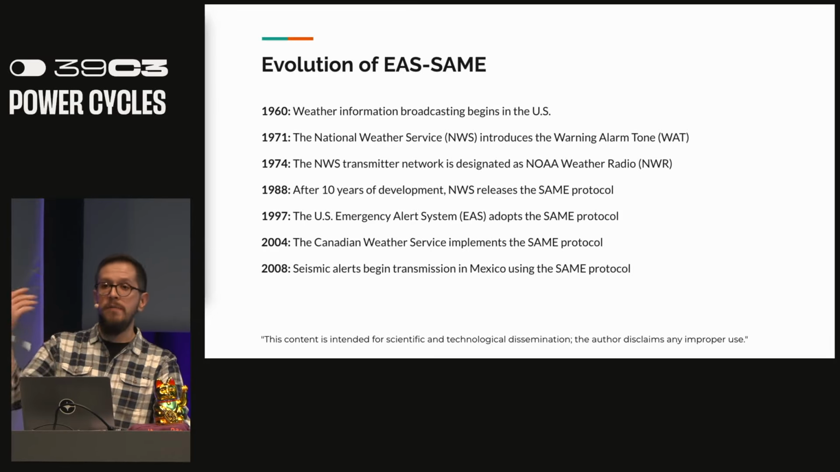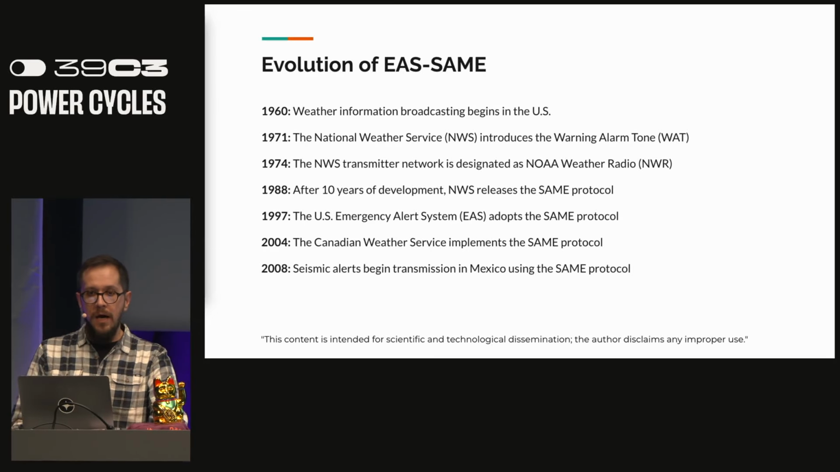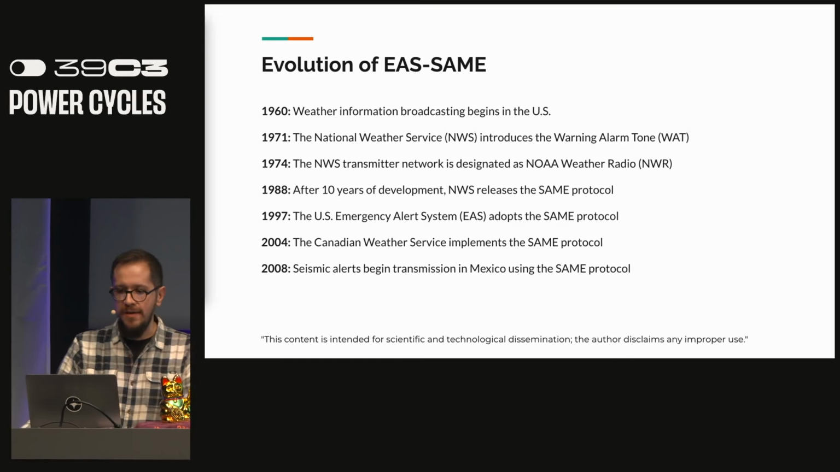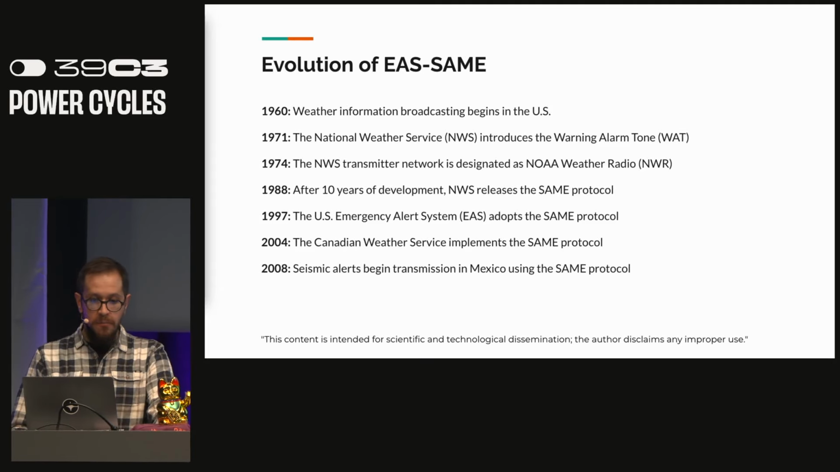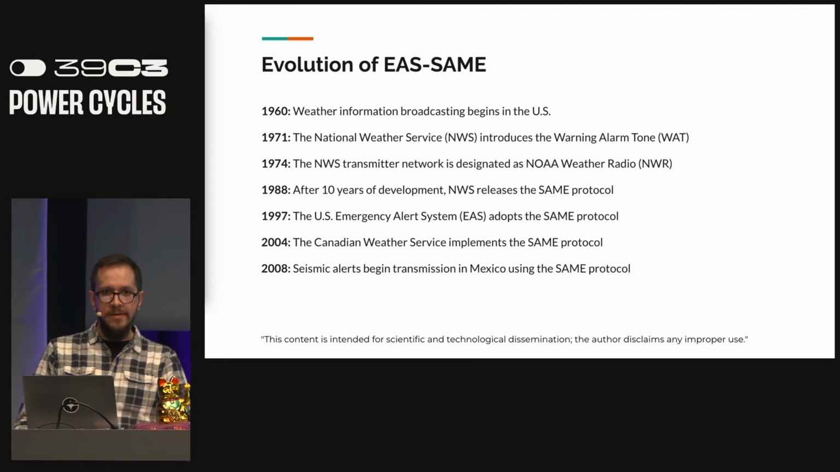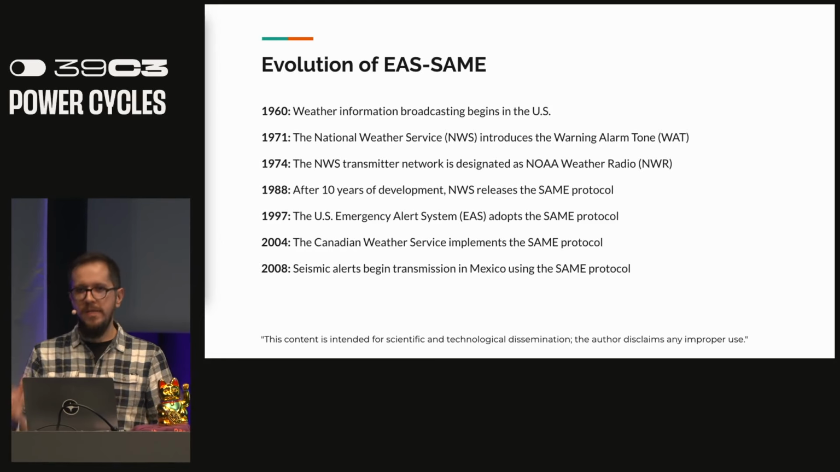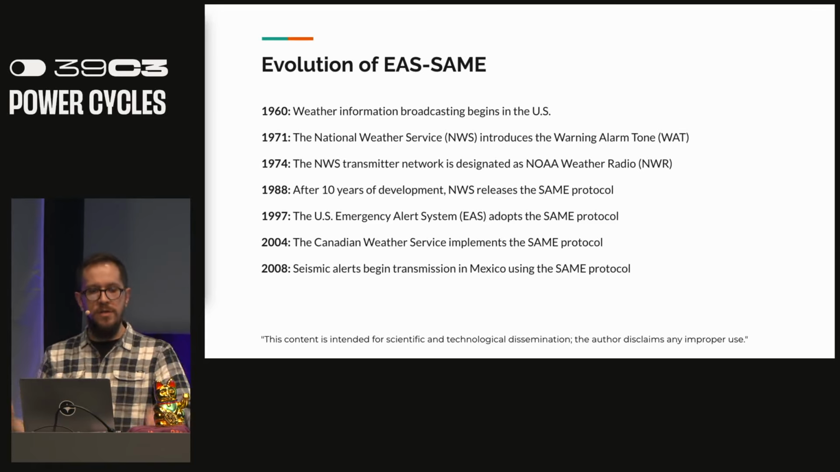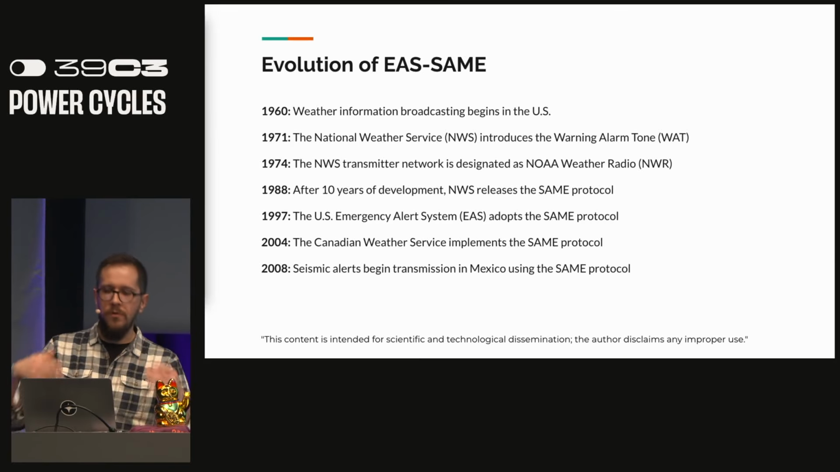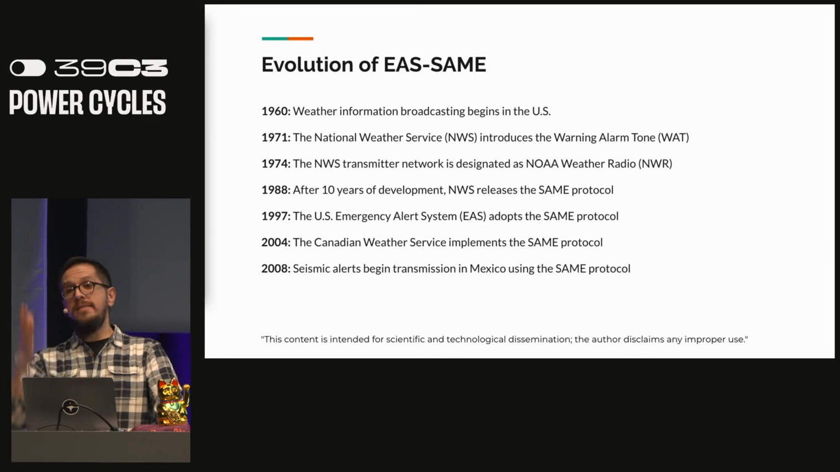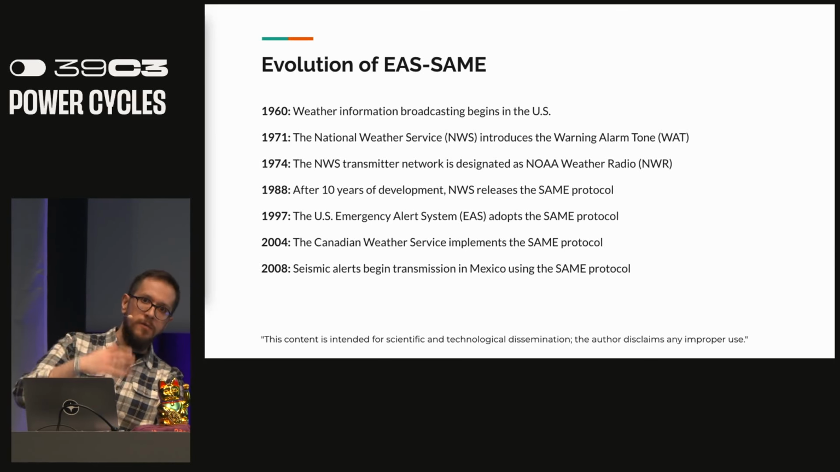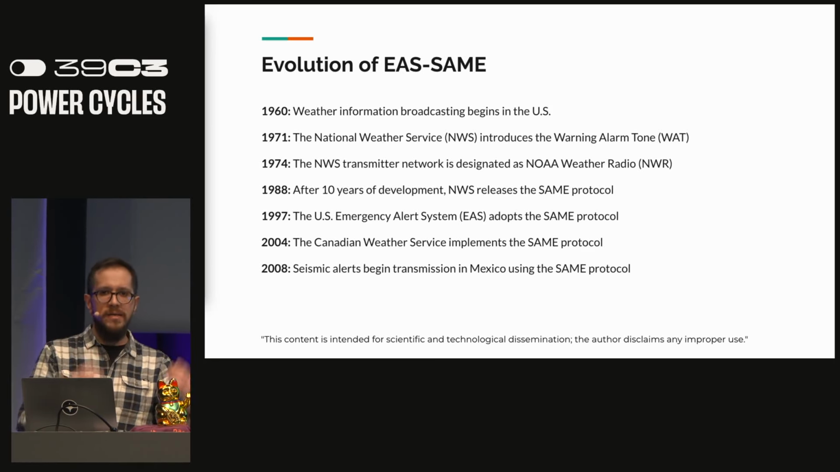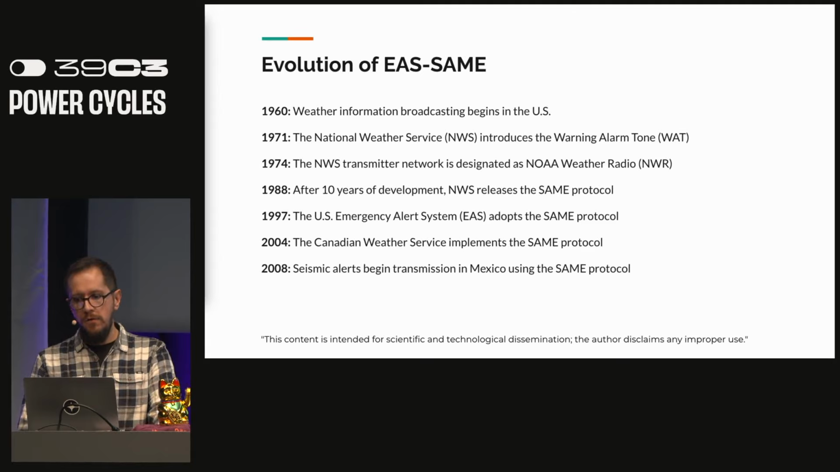Well, this system has evolved since the 60s. I'm not going to go through the evolution of the EAS-SAME system, but I just want to tell you that things move slowly with this kind of system. In the 60s, the system was launched. In the 70s, they started working on digital information. In the 80s, it was published. In the 90s, it was adopted in the US. And in 2008, it was adopted by Mexico to transmit this kind of alerts.